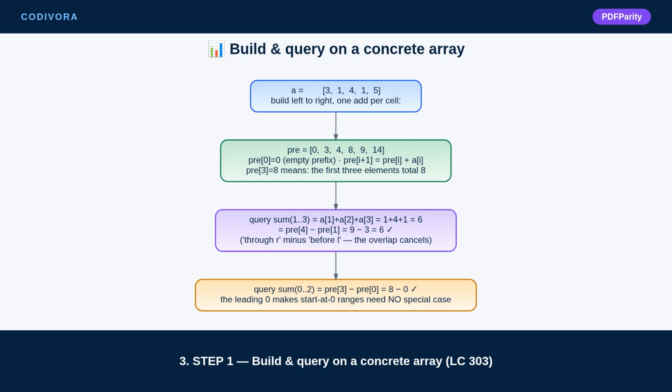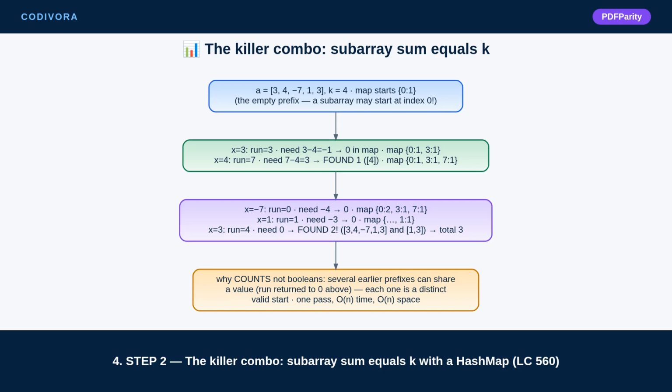The query line shape, cumulative through R plus 1, minus cumulative through L, is worth memorizing verbatim. Nearly all prefix bugs are an off-by-1 in exactly this line. Trace the arrows on screen slowly. That single picture is the whole idea in one glance. Let's slow down and really build this up from scratch, one piece at a time.